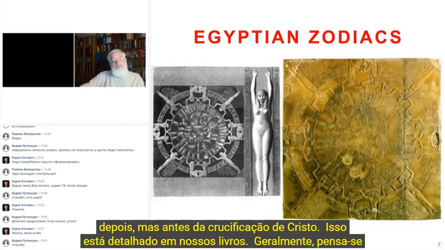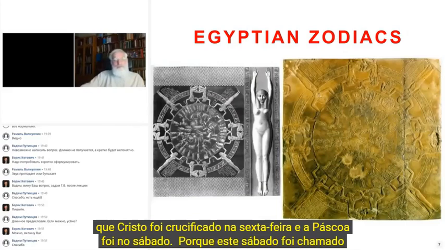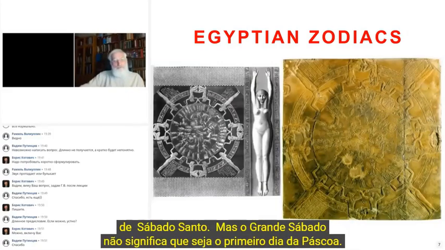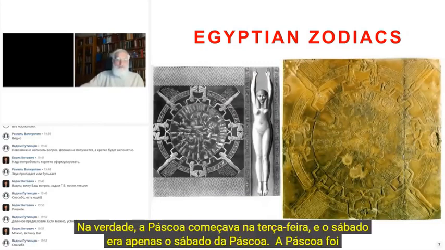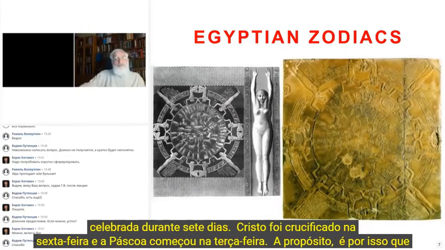This is detailed in our books. Usually, it is thought that Christ was crucified on Friday, and Passover was on Saturday. Because this Saturday was called the Great Saturday. But the Great Saturday does not mean that it is the first day of Passover. In fact, Passover began on Tuesday, and Saturday was just the Sabbath of Passover. Passover was celebrated for 7 days.